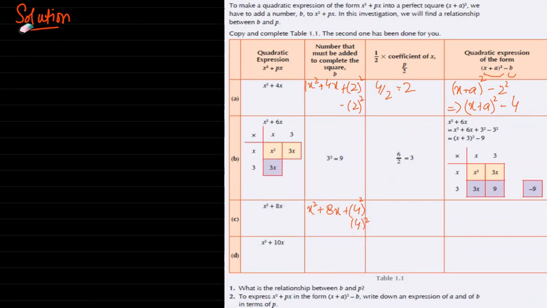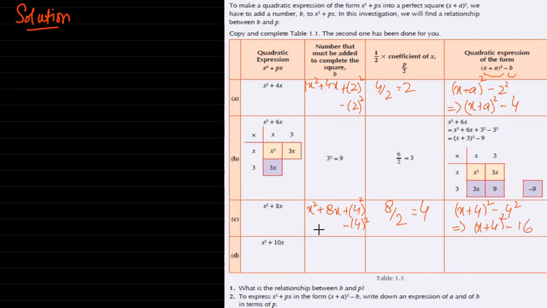Sorry, typo error, subtract. It's saying 1 by 2 of the coefficient of x, so the coefficient of x is 8, 8 divided by 2 is equal to 4, right? So what will the equation be? The equation will be x plus 4 whole square minus 4 whole square, which is equal to x plus 4 whole square minus 16, right?